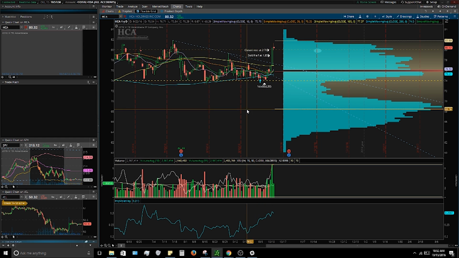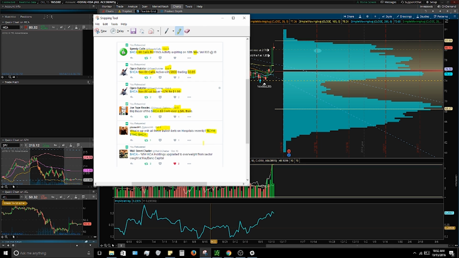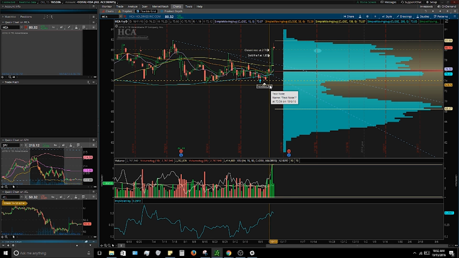I actually got a better fill than the second guy, who got filled for $1. Here, I'm pulling it back up. He got filled for $1. I got filled at 90 cents on a dip. I'm like, okay, I got a little basket of them.